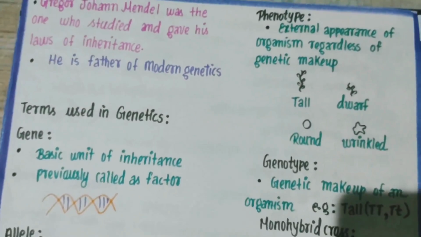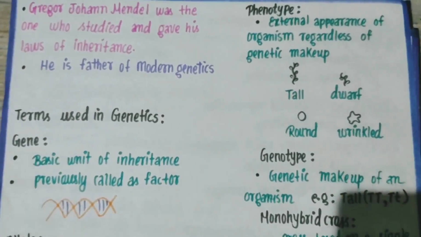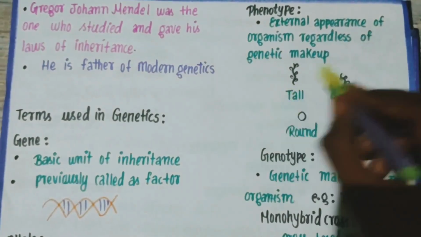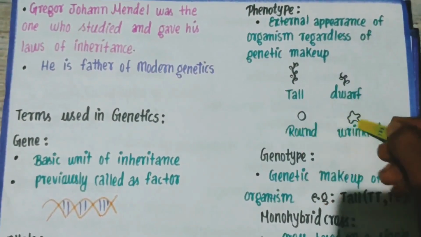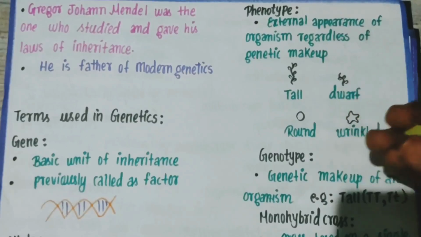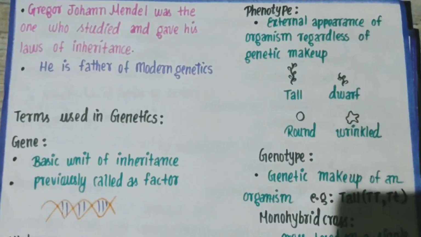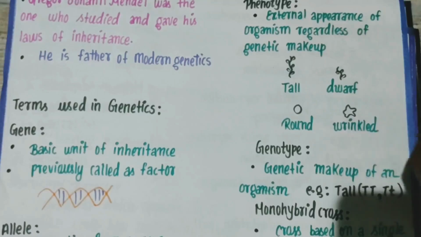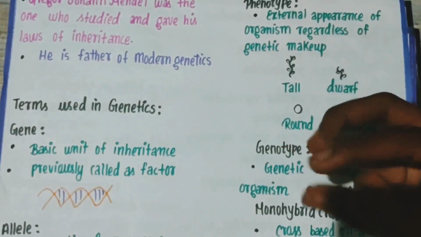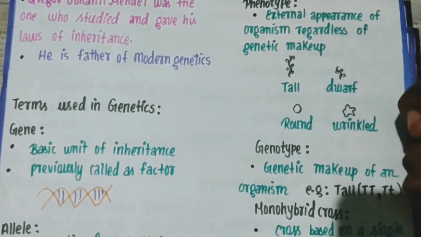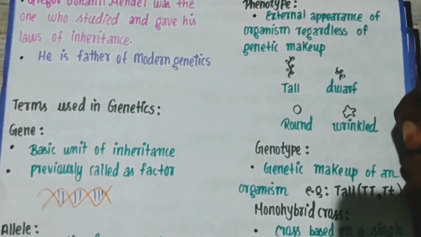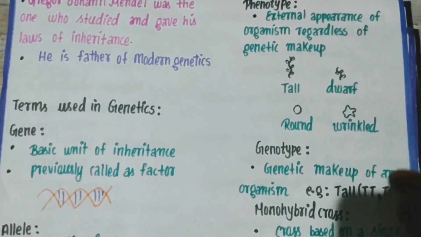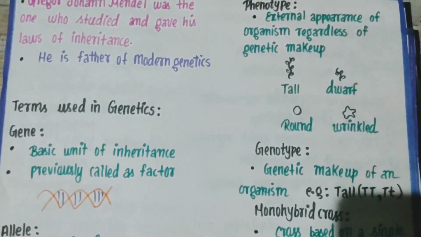Now, you are going to understand another term, that is phenotype. What do you mean by phenotype? The external appearance. See, this is a tall plant, this is a dwarf plant, this is a round seed, this is a wrinkled seed. This external appearance is what is called phenotype. It's nothing but the external appearance, the result, whether it is tall or dwarf, round or wrinkled, white color or yellow color. You are going to talk only about the external appearance, not the genetic description.